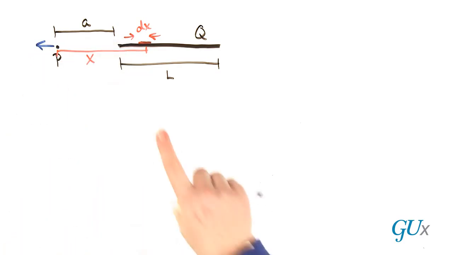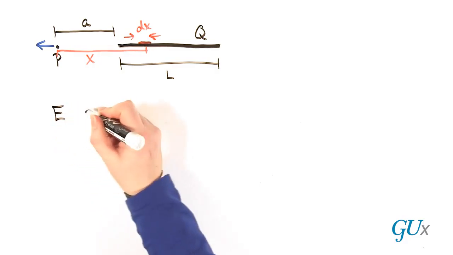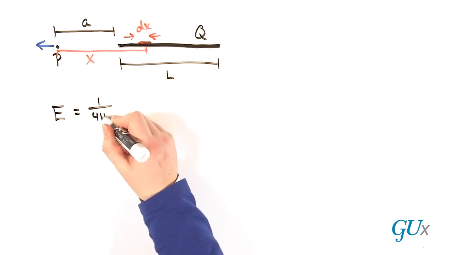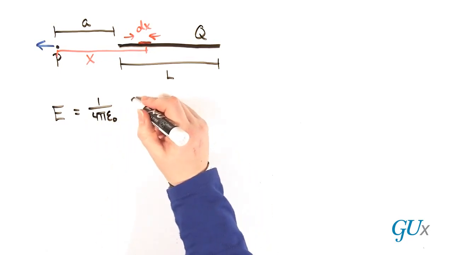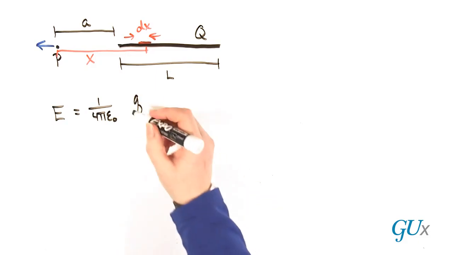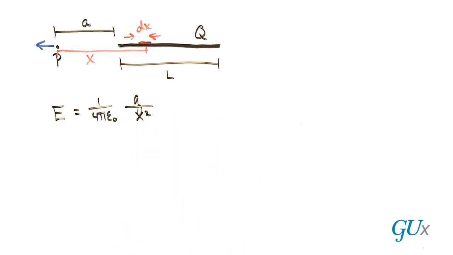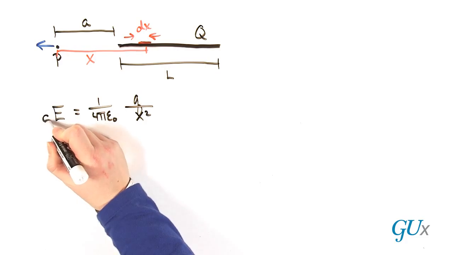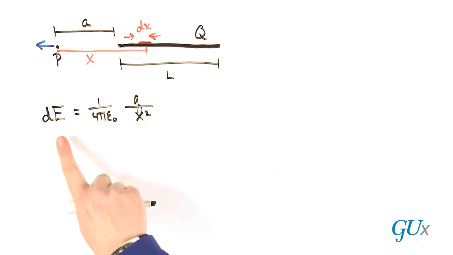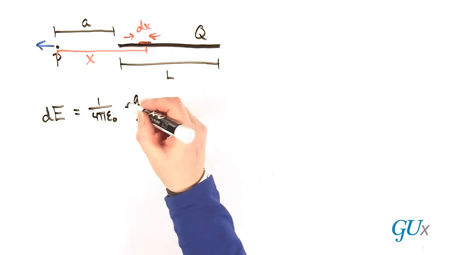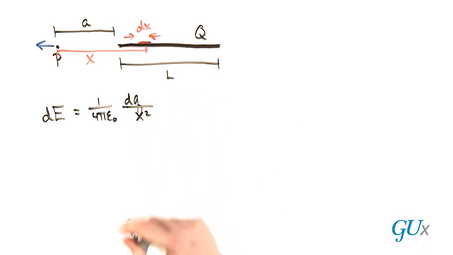Let's calculate the field due to just that one little piece of charge. I know how to write down the field of a point charge. E is equal to 1 over 4 pi epsilon naught times Q divided by the distance squared. In this case, since my field is for just a tiny little piece of the wire, I'm going to say this is dE, the infinitesimal contribution to the total field made by this infinitesimally small piece of wire. And I'm going to call the charge of that piece dQ. It's just some tiny portion of the whole charge.